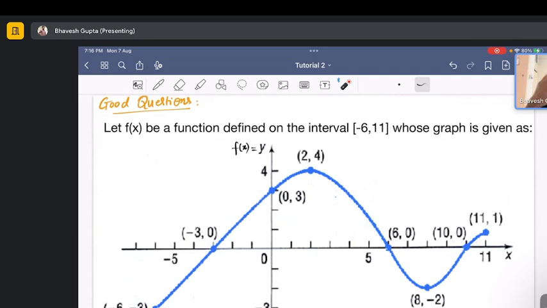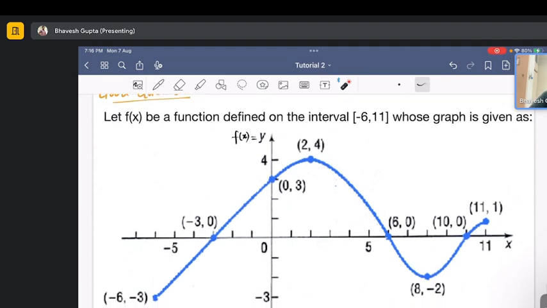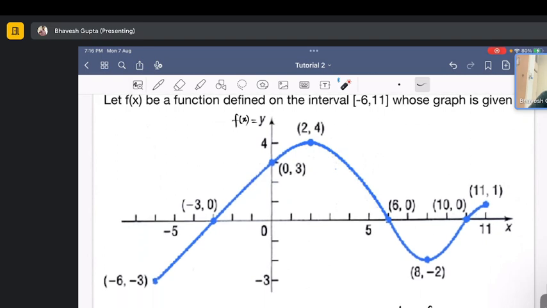For example, here we see a function whose domain is from -6 to 11, and the blue color is basically the definition of the function, or you can say this is how the function is defined. And if you look very carefully, we have interesting points here. So the first question is, what is the limiting value of the function when x goes to -3?